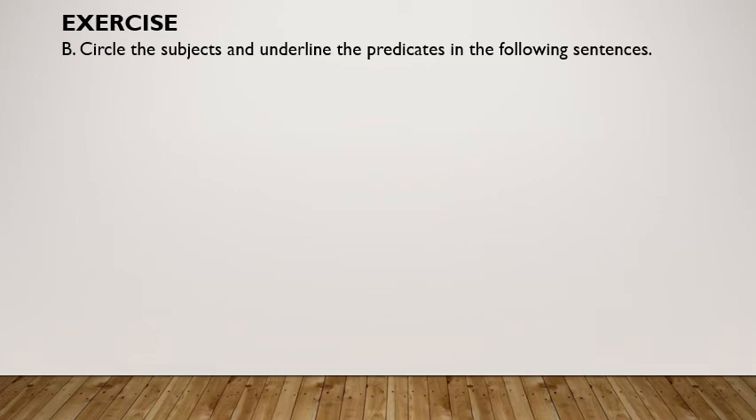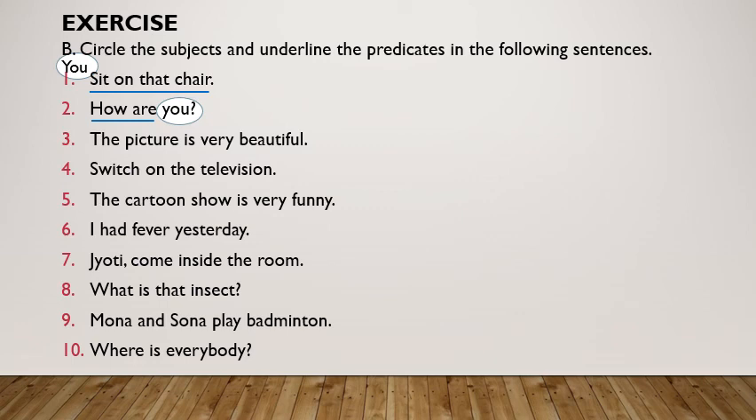Let's see the next exercise B. Circle the subjects and underline the predicates in the following sentences. First, sit on that chair. So what kind of sentence is this? Command. I am asking you to sit on that chair. So here, as we have studied earlier, you will be the subject which is implied and sit on that chair will be the predicate. Next, how are you? So here you will be the subject and how are will be the predicate. Similarly, you will have to do the rest.